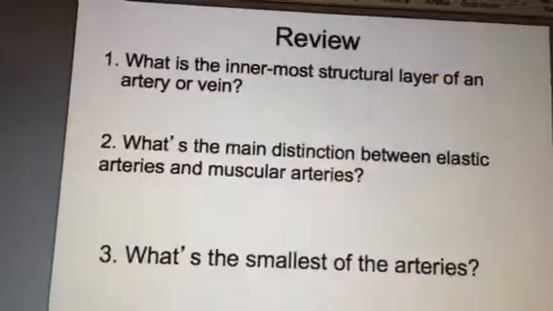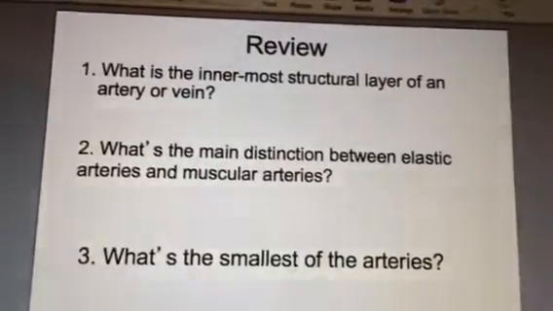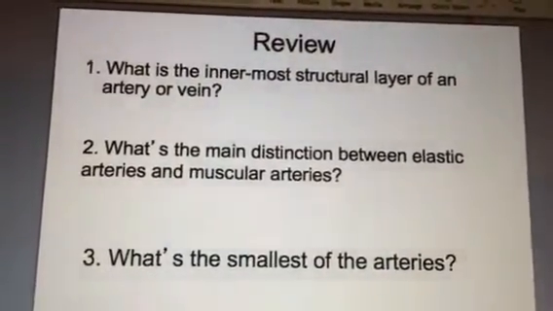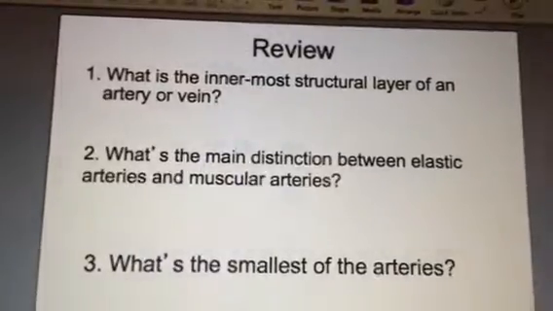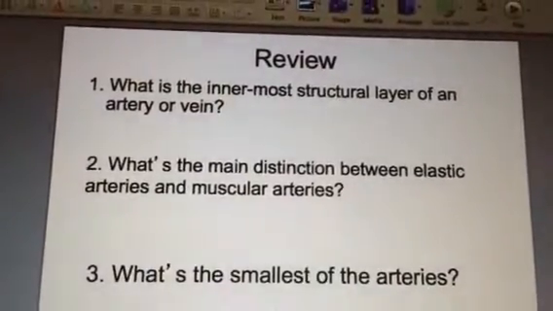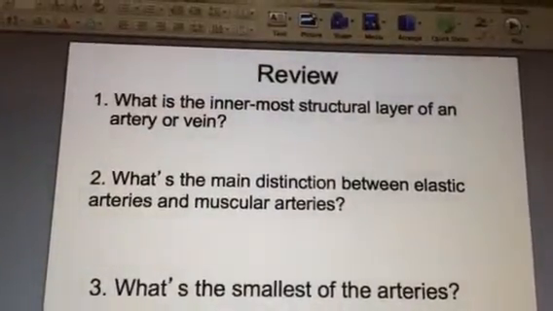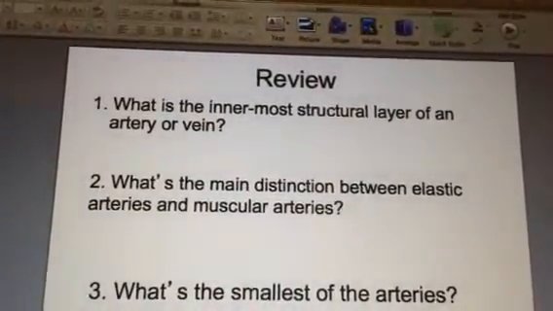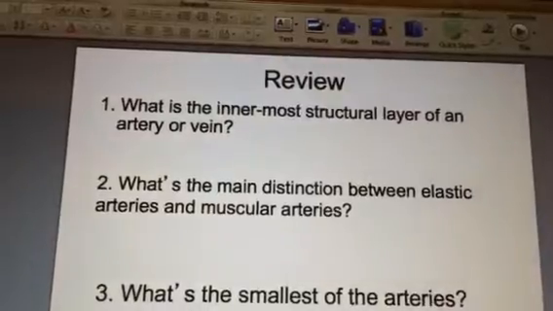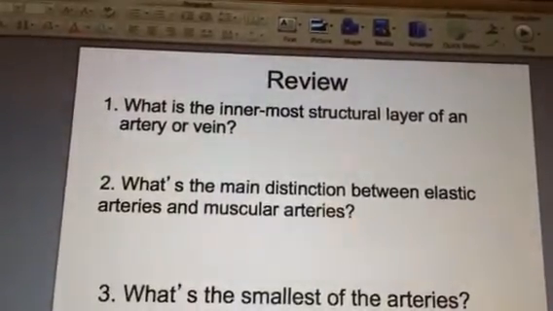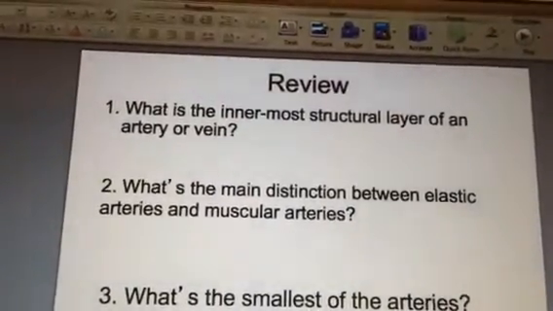Hey, let's stop and do a quick review. This seems like a good time to ask you a couple of questions to see if you're awake. Are you awake? I hope so. Take a look at question number 1. What is the innermost structural layer of an artery or vein? So we studied three tunics. Can you tell me? If you said tunica interna, you would be right.